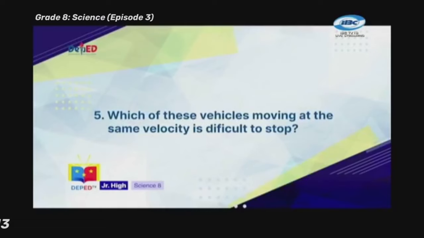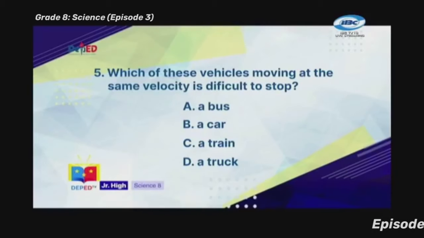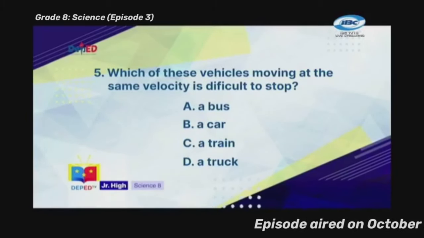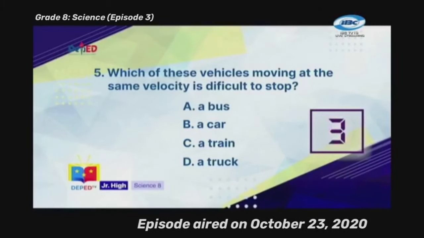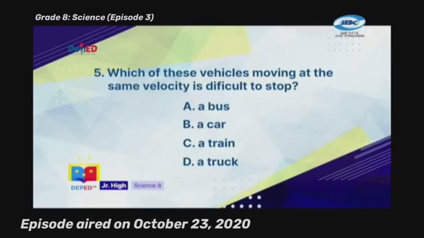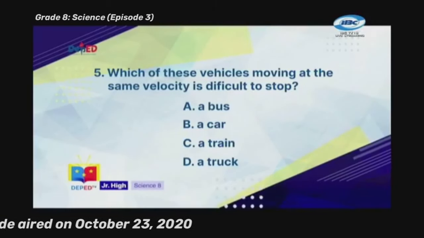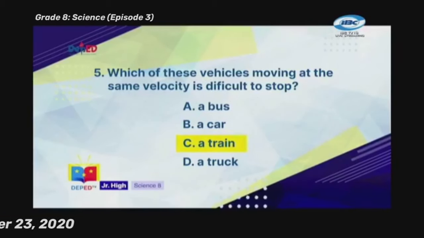Which of these vehicles moving at the same velocity is difficult to stop? A. A bus. B. A car. C. A train. Or D. A truck. The correct answer is C. A train.